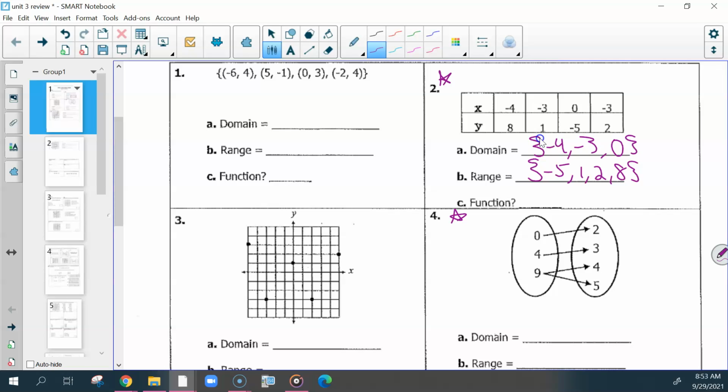Is this one a function? No. Why not? The domain repeats. The -3 repeats with 1 and 2. So we're practicing two objectives at the same time, domain and range and relations.